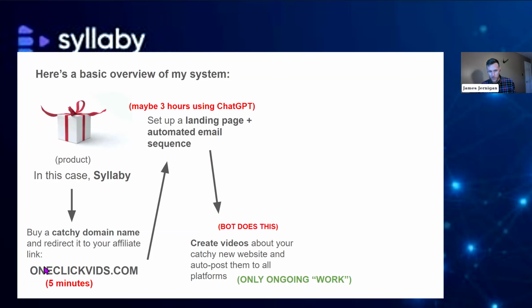You could just stop here. If you're a total beginner, you can just redirect this and start sending traffic immediately. But if you want to go into expert mode, that's when I would create a landing page and an automated email sequence. So the next step, and again, a bot does this, is to create videos about your new website and auto post them to all platforms. Now, this is really the only ongoing work in this whole system, and this is what Syllaby takes care of for me.